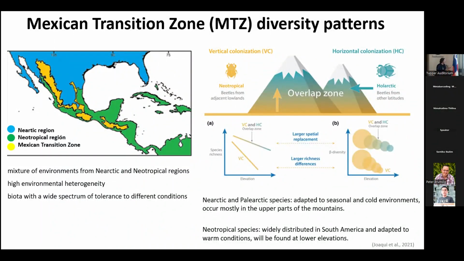We have several hypotheses about how species are distributed in these zones, but for most insect taxa, we don't really know. For example, we have this model of vertical and horizontal colonization, and we know that at least for some insect groups, the Neotropical fauna is in lower and mid elevations, and then in the higher altitudes is replaced by the fauna of Nearctic origin.